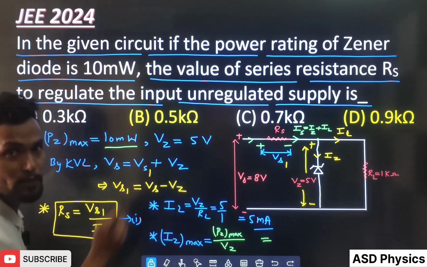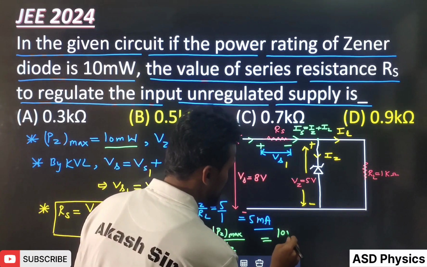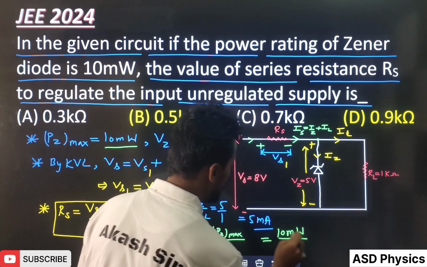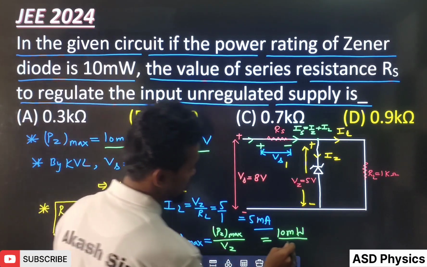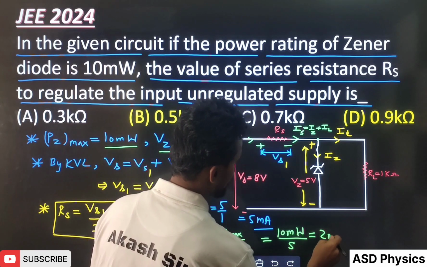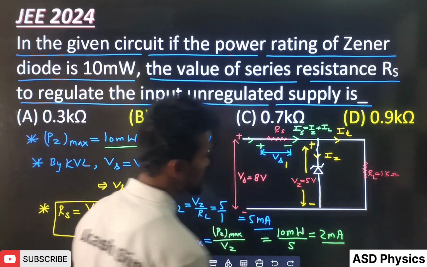See here, 10 milliwatt. Unit has to be very careful. And this Vz value, how much is given here? We have seen that here it is 5 volt. Just put it here. So what is coming here? It is coming here, the 2 milliampere. How much is coming? 2 milliampere.